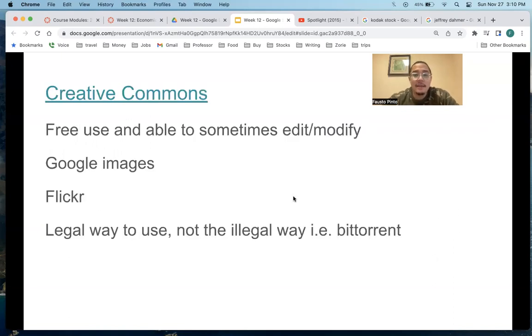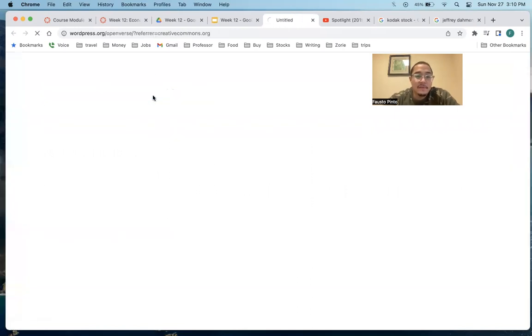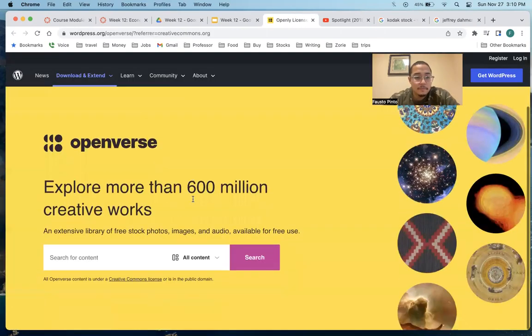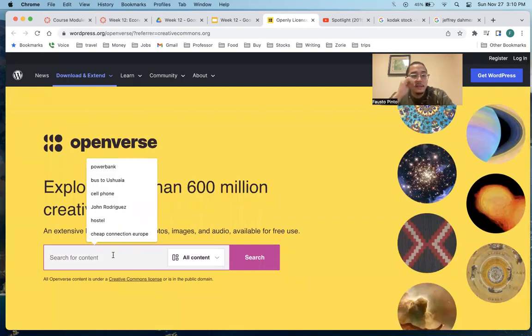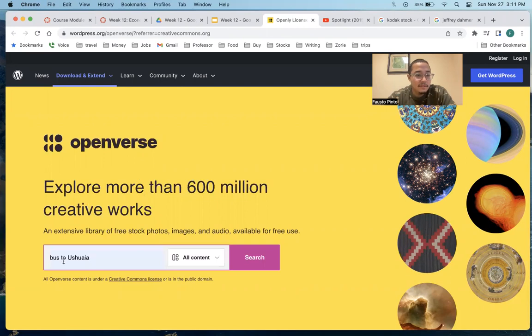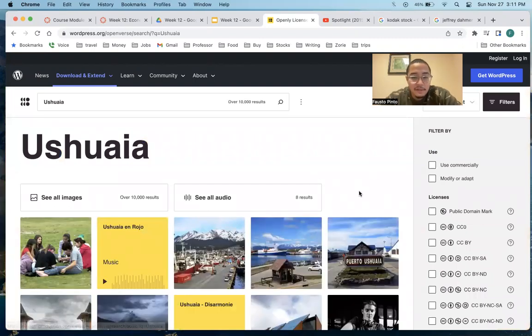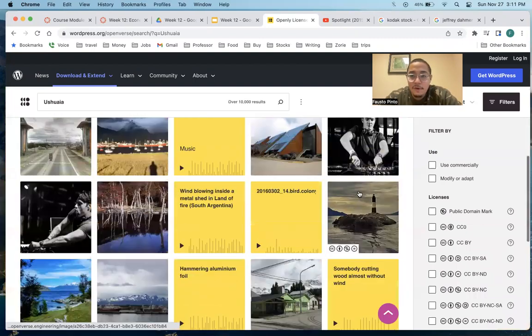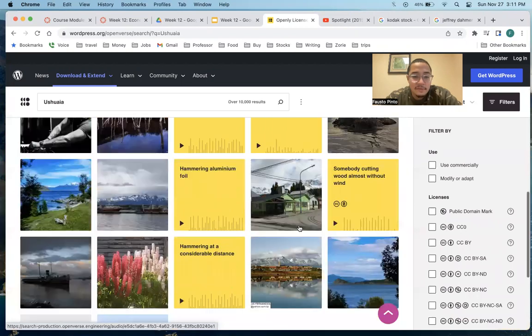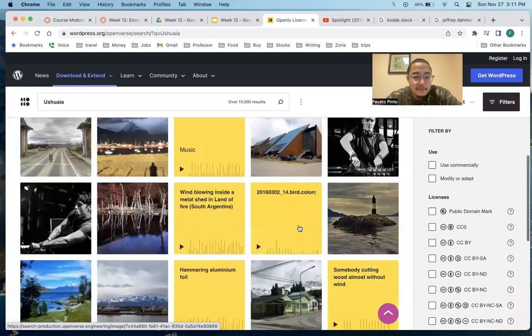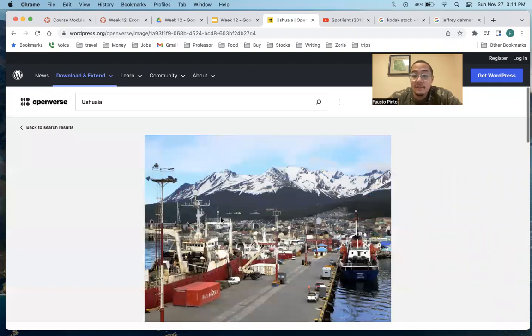So now we have some free sources of information for you. We have what's called the Creative Commons. You can search for anything here. Let's look up this town. This is the southernmost city in the world. It's in Argentina. Let's see what photos they have of this town here. I was there last year. Sorry for annoying you guys with all the travel related stuff. And you can see this is a picture, and I can use this for anything because this is free to use.